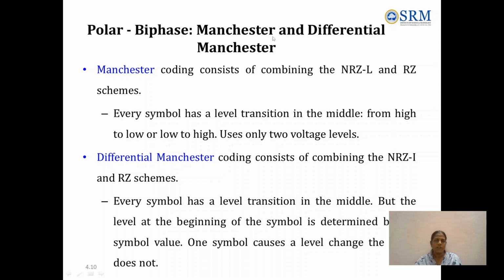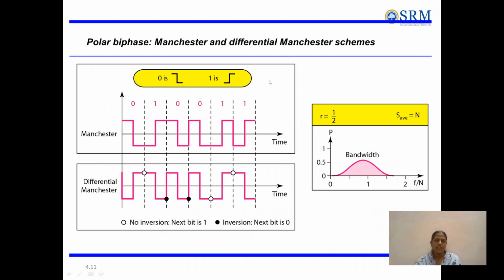So coming to the next type of technique, called differential Manchester encoding. Differential Manchester encoding is the combination of non-return to 0 I, where I stands for inversion, and return to 0 schemes too. Here every symbol has a level transition in the middle, but the level at the beginning of the symbol is determined by the symbol value, and one symbol causes a level change, the other does not. Once we look at the example, we will understand how to convert bits into Manchester and differential Manchester. Now let us get into the diagrammatic representation of zeros and ones.